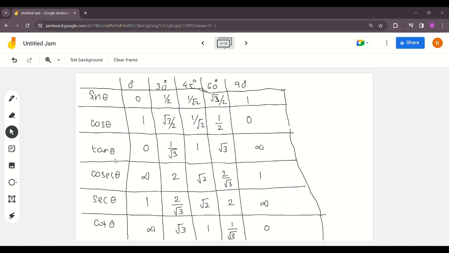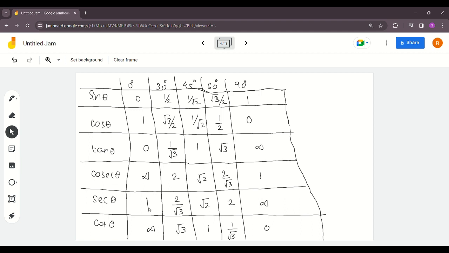And for cosec, you just have to take the reciprocal. So 1 by 0, infinity. And 1 by half, this is 2. 1 by root 2, it is root 2. 1 by root 3 by 2, it is 2 by root 3. 1 by 1, 1.